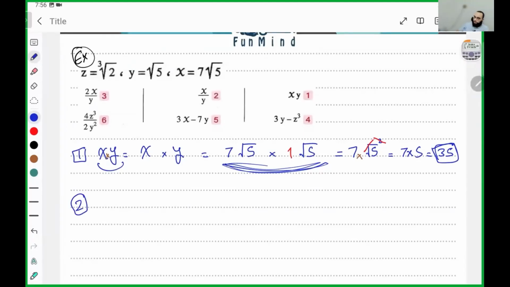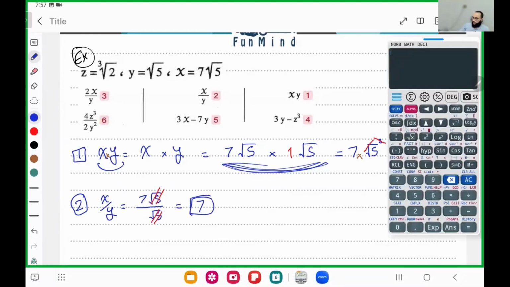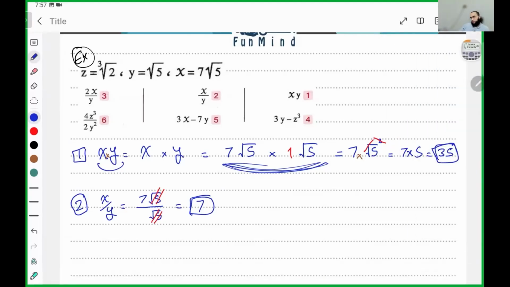So, Yanis, tell me the next. If it is x over y, what's the value of x? 7 root 5. What's the value of y? Root 5. Root 5 divided by root 5 is 1. Then it's 7 times 1, which is 7. That's it. Check the calculator. It's a fraction. Then 7 root 5, below the fraction, another root 5, equals 7. Clear? Yes.